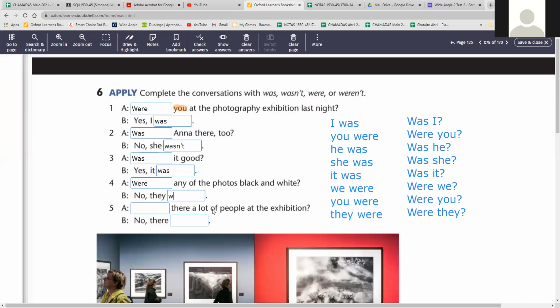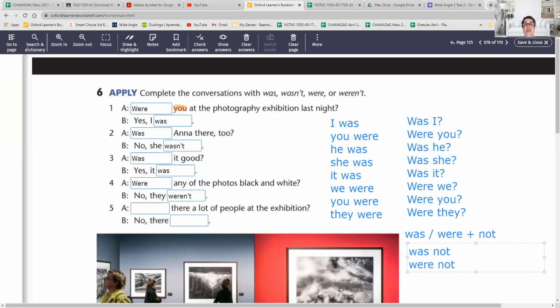Weren't. Okay. I didn't put the negative form here, but we form the negative using was or were plus the word not. This is how we make the negative. So let me put the examples here. The first one: was not or were not. Okay, these are the negative forms.